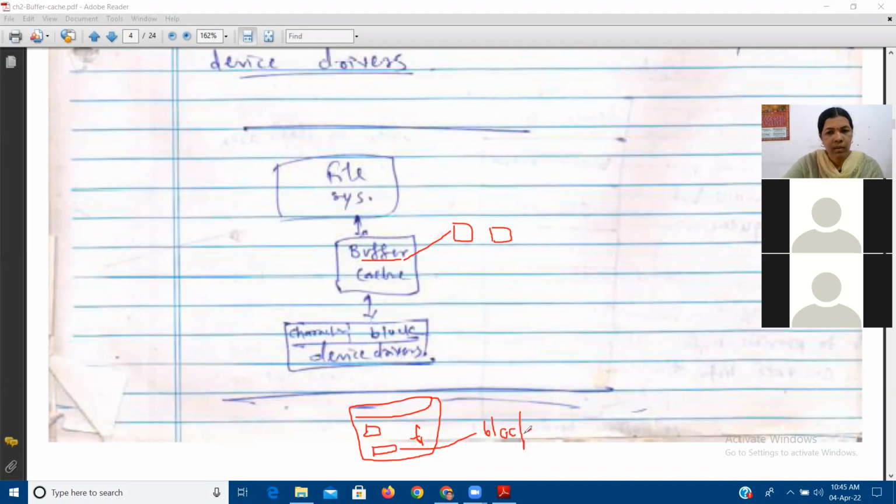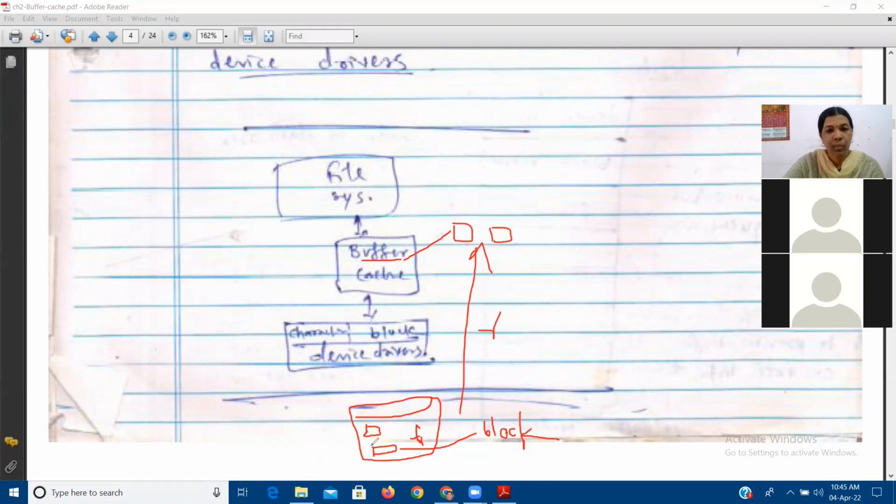These are the blocks. Each one is treated as a block, and each one is treated as a buffer. What we are doing is reading the file from the hard disk, from the hardware level to the kernel level. This is called a read operation.